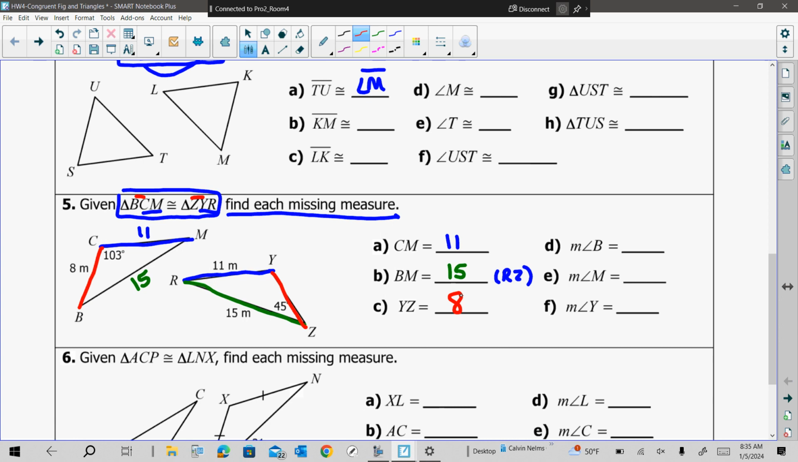Now, to find the angle measurements, that's what's inside the triangle. We got to remember all triangles equal 180. So if I'm finding angle B, we know B matches to Z. And there's Z right there. So that means angle B is 45.